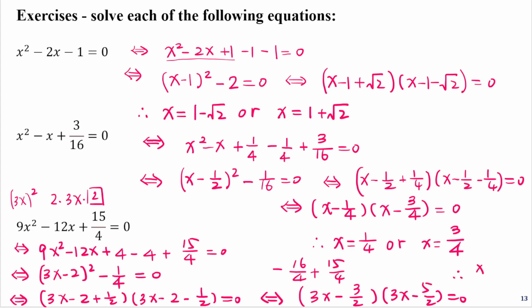Therefore, we have 3x is 3 over 2, so x is 1 over 2. x is either 1 over 2 or x is 5 over 6, right?